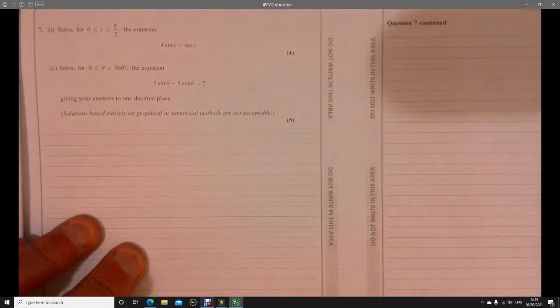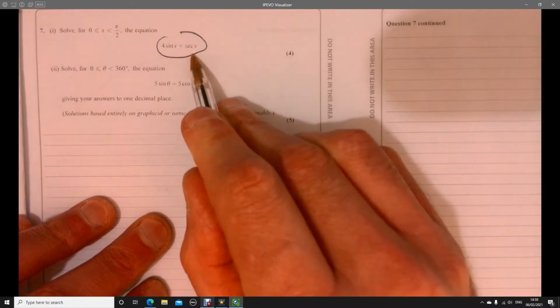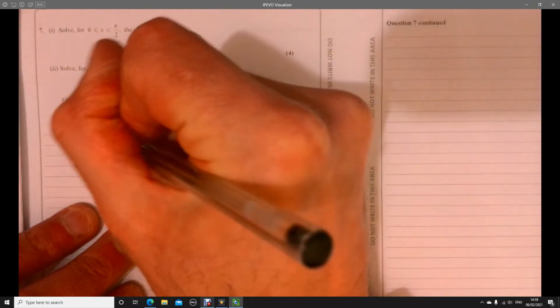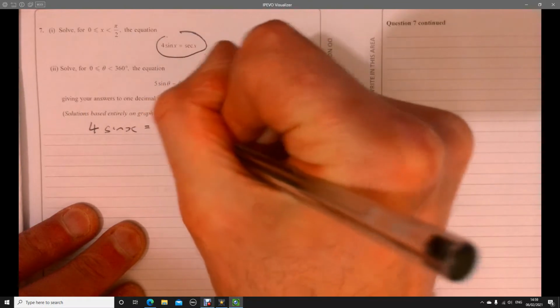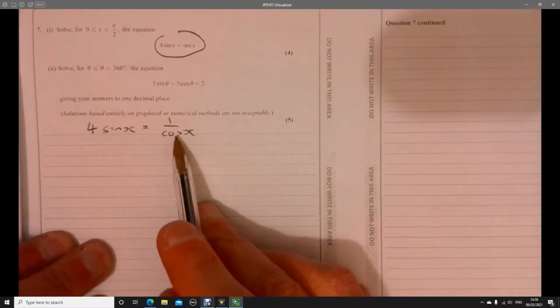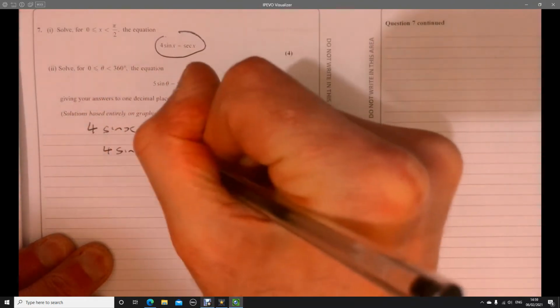Question 7. So let's start off first of all. Let's think. So sec, that's 1 over cos. So let's get busy with this. So we've got 4 sine x equals 1 over cos x. Okay, multiply both sides by that cos x. I don't like it being there. And let's see what happens.